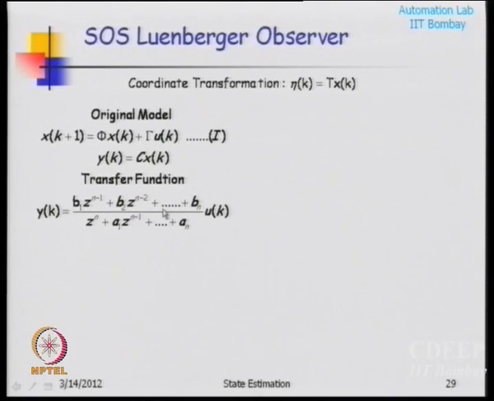Now I am going to use the trick of canonical forms, which we talked about some time back. Do you remember the controllable canonical form and the observable canonical form? I am going to convert this model into the canonical form. How do you convert into canonical form?